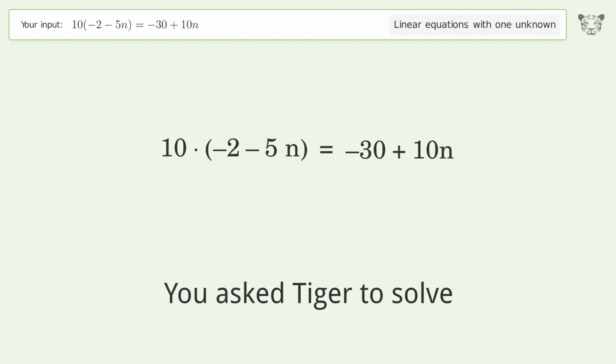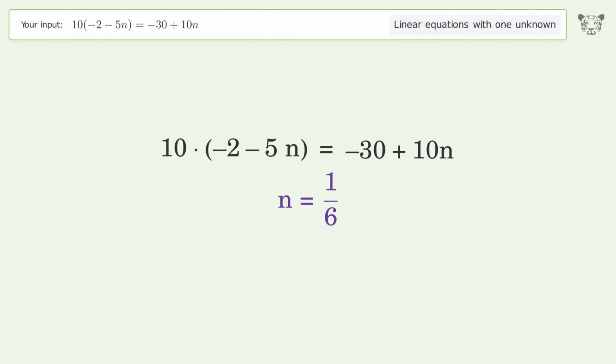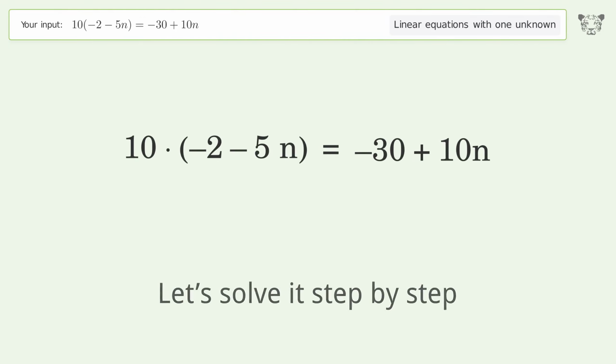You ask Tiger to solve this. This deals with linear equations with one unknown. The final result is n equals 1/6. Let's solve it step by step.